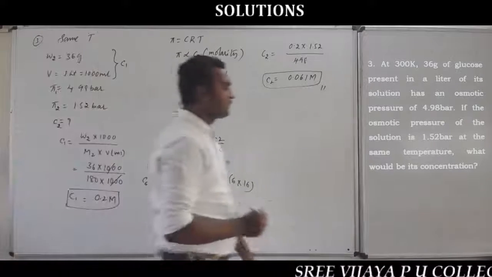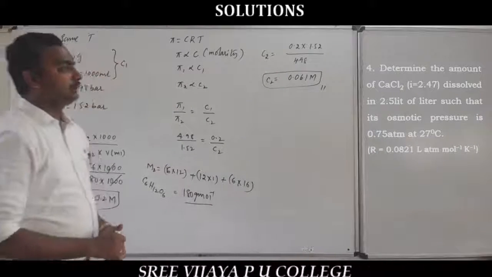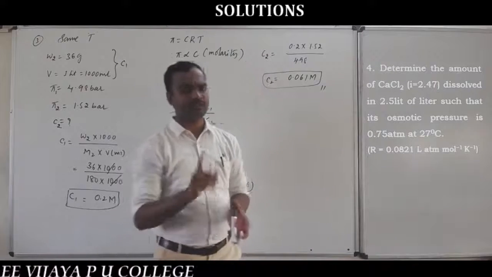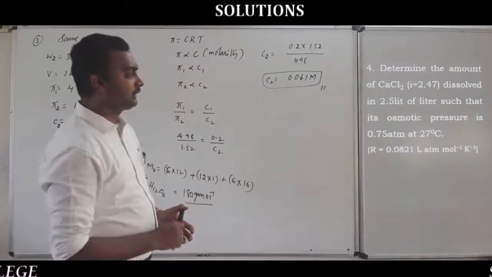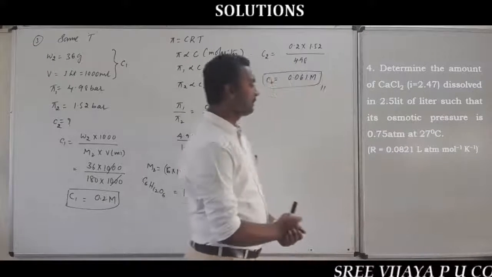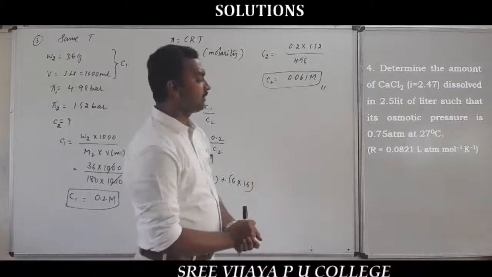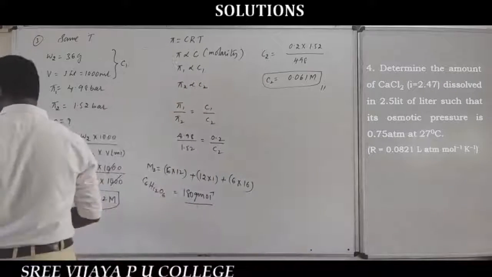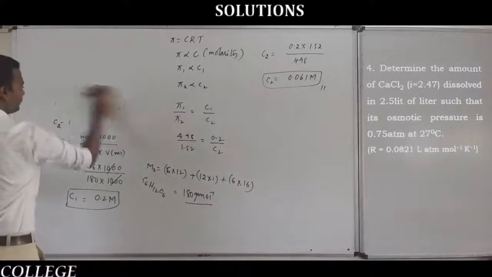Okay, so let me start the fourth problem. What is the problem here? Determine the amount of calcium chloride. They have given the i value. Remember, i is very important. Van't Hoff factor 2.47, dissolved in 2.5 liter of solution such that its osmotic pressure is 0.75 atmosphere at 27 degrees Celsius. R value is 0.0821 liter atmosphere per mole per Kelvin. Here, which is the solute and solvent? You have to remember that first.